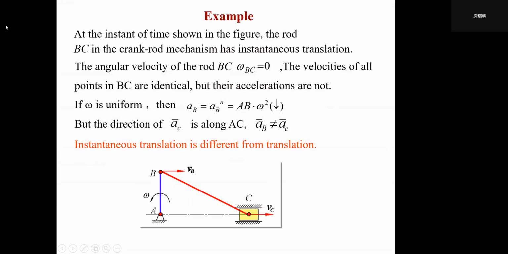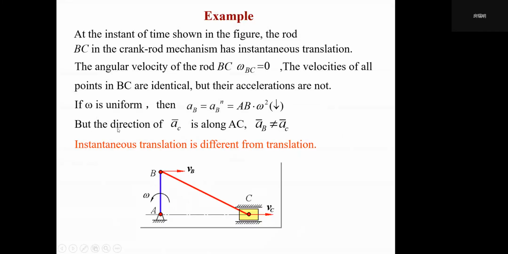Okay, everyone, let's continue. We have finished this page. Actually, the result is if we know some rigid body on a given mechanism has instantaneous translation, we should know at this time moment its angular velocity omega will equal 0. Any 2 points will have the same velocity, including direction and magnitude. But the accelerations of any 2 points are not identical. That is very, very important.